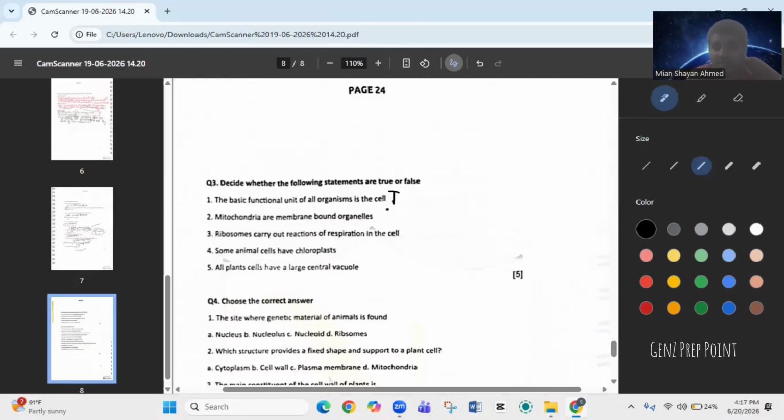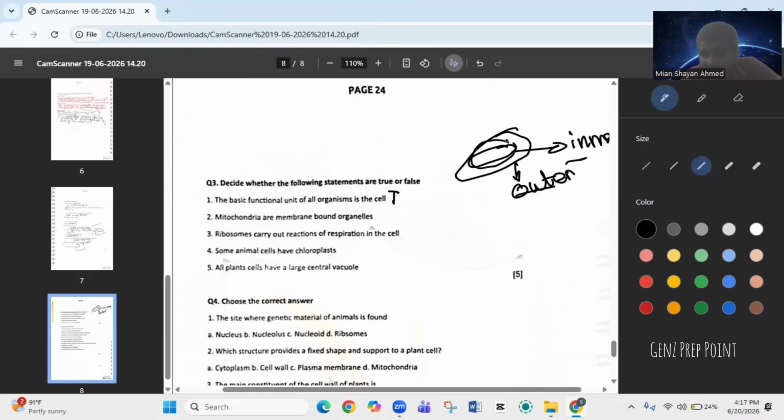So this is true. Mitochondria are membrane bounded organelles. If you remember my second video, I discussed that the mitochondria has two membranes, the inner membrane and the outer membrane. So how many membranes does a mitochondria have? Two membranes. This membrane is bounded around another membrane, so this is also two. Mitochondria is membrane bounded, with two membranes.